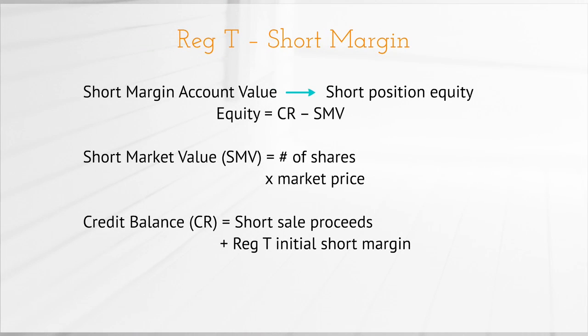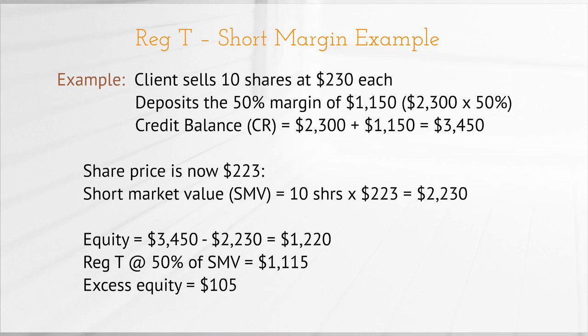In a short margin, this is the reverse of our long margin calculation that we calculated earlier. We're betting in this scenario that the stock price will go down, so as the market value goes down, our equity goes up. So we can see here our credit balance minus the market value nets us our equity. And let's go over an example of that so you can see how that works a little bit.